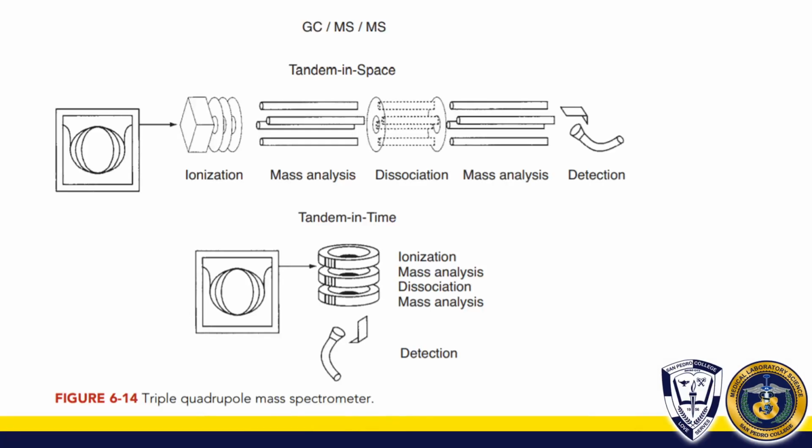And this is how your tandem mass spectrometry looks like. So there is ionization, mass analysis, dissociation, and then another mass analysis, then detection. And then this is how your triple quad will look like. If we arrange that one, this is its whole appearance.